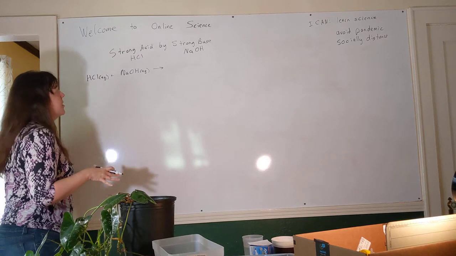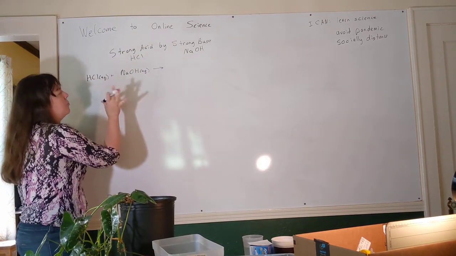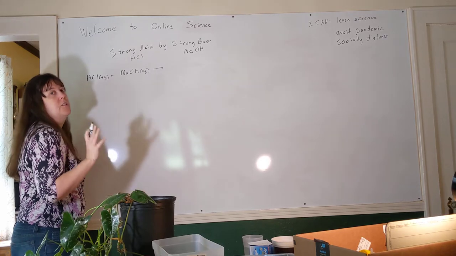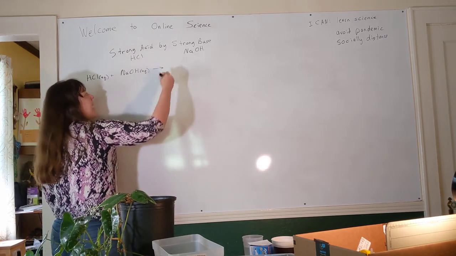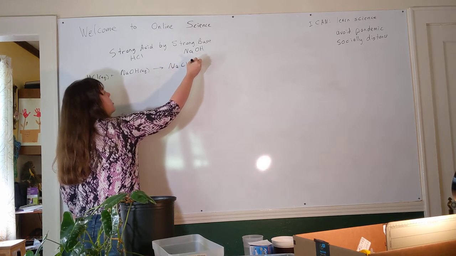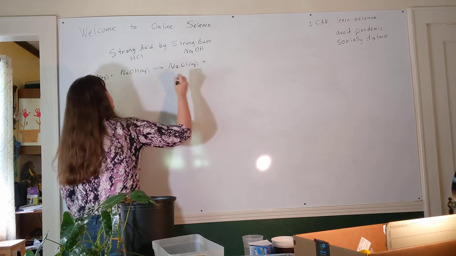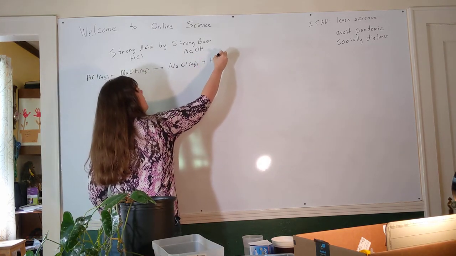Hopefully we look at that and we think to ourselves, I think a double displacement reaction is going to happen here because we have two ionic substances. HCl is a little in the middle, but we'll call it that for now. So we're going to swap our cations. The Na is now going to be with the Cl, which is aqueous. And the other product will be HOH, better known as H2O.